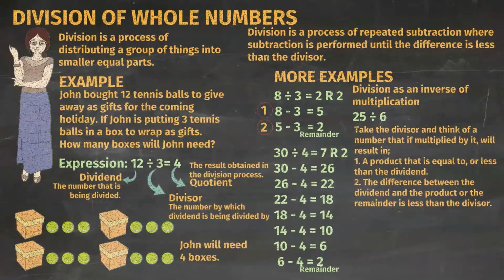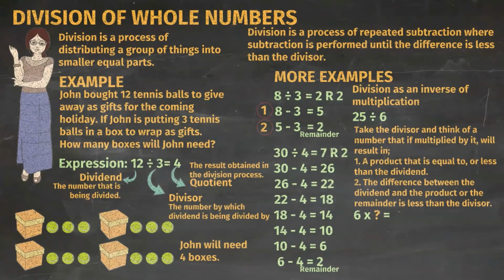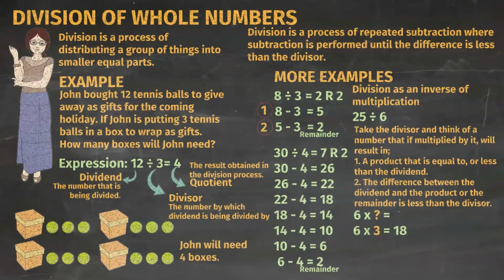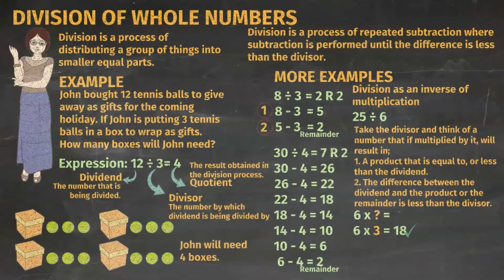In this example, let us take 6. Think of a number that, if multiplied by 6, will result in a product that is equal or less than 25. Let's try 3. 6 times 3 equals 18. 18 is less than 25. 3 passes the first criteria. Next, let us check the remainder. 25 minus 18 equals 7. The remainder is greater than 6. 3 can't be the answer.